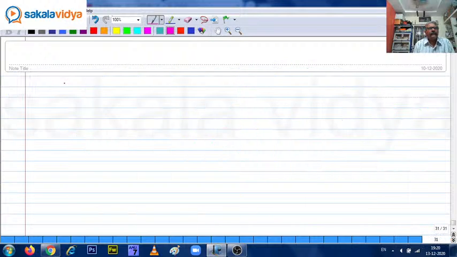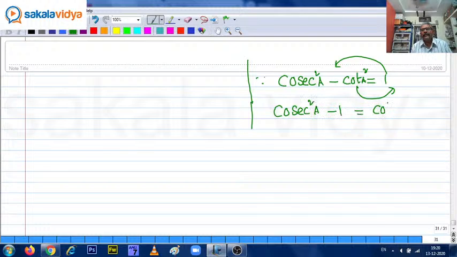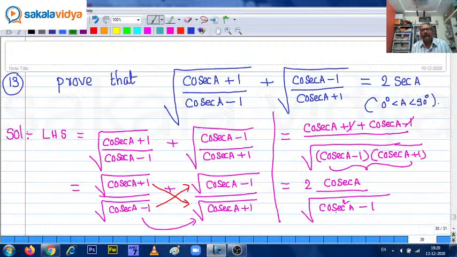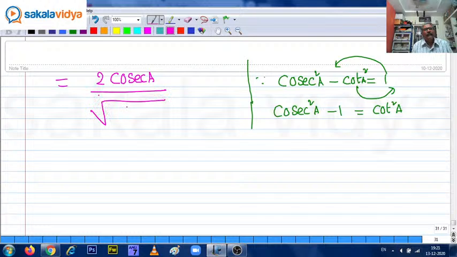So that means, since we have cosecant square A minus cot square A equals 1, you bring 1 this side, take away minus cot square A this side. So then what do you get? Cosecant square A minus 1 equals cot square A. Let us go back. Here we need to substitute cot square A. So we get 2 cosecant A upon root of cot square A. So what do you write? 2 cosecant A upon cot A.